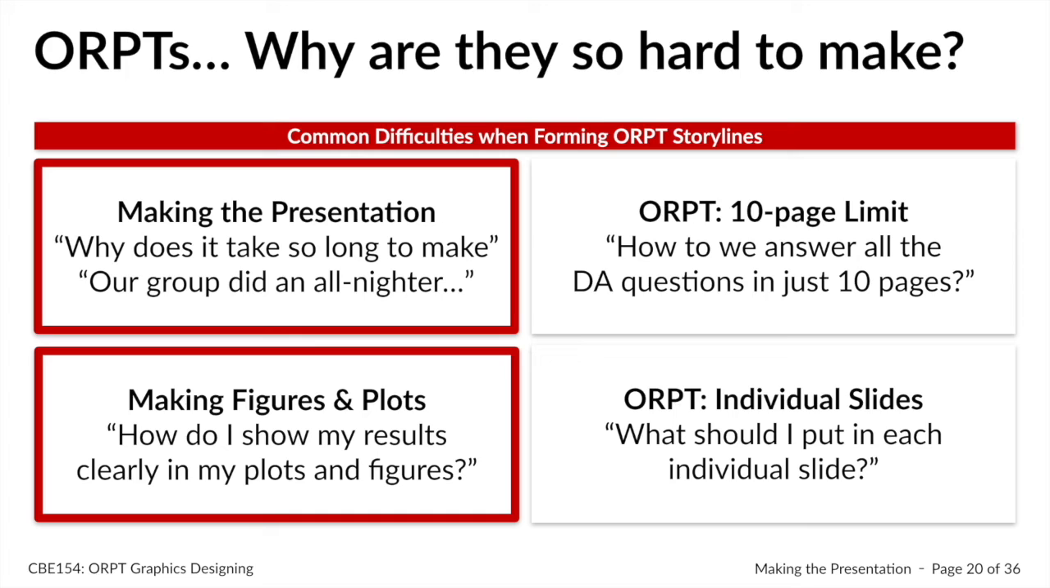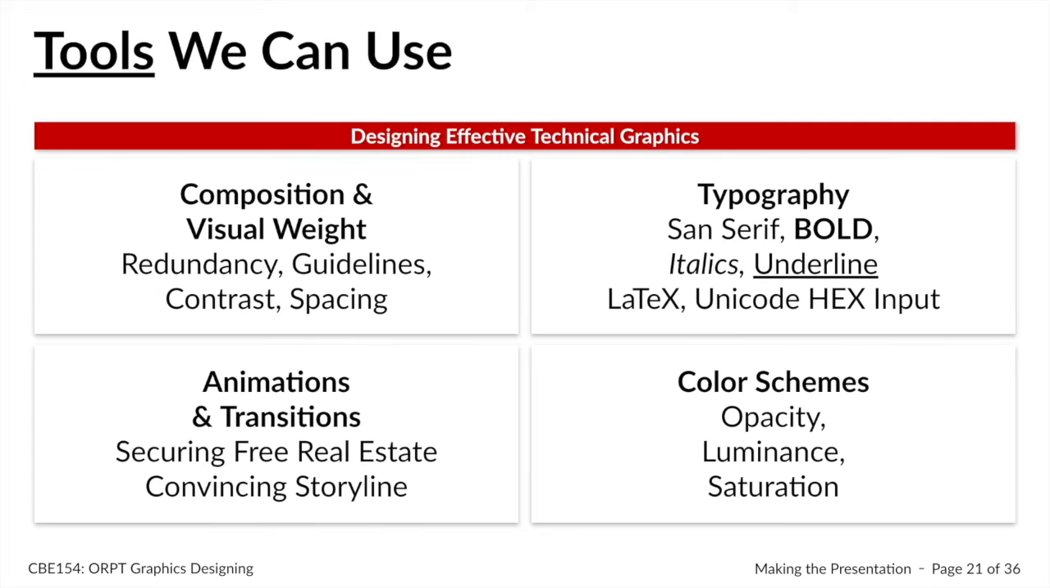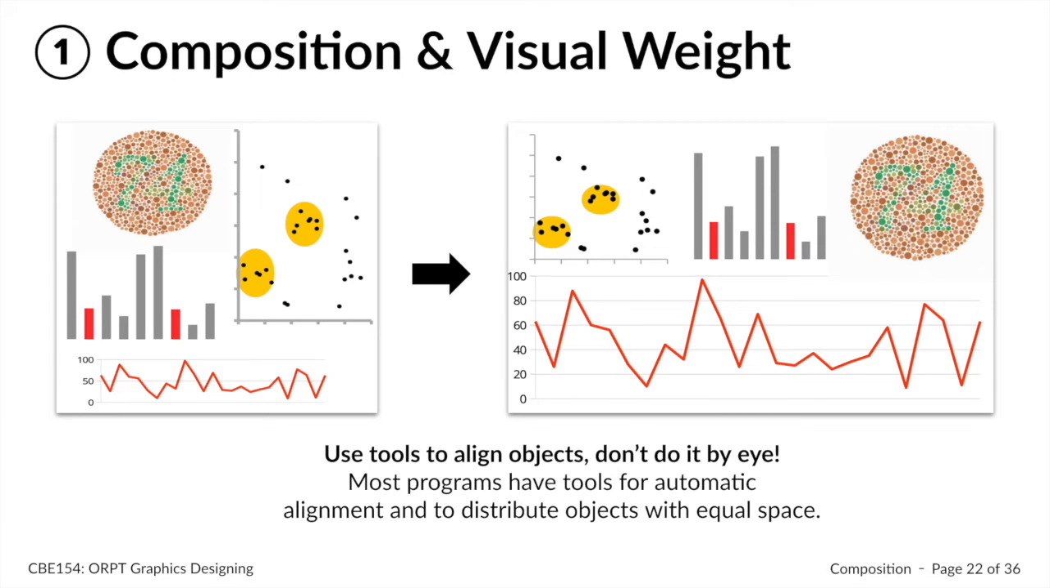I'll now move on to some of the techniques I use to make my oral reports. These techniques include some shortcuts to making aesthetically looking presentations and methods to emphasize your message. Namely, I will present about the 4 techniques labeled up here: composition and visual weight, animations and transitions, typography, and color schemes. First, I would like to talk about the slide composition and visual weight.